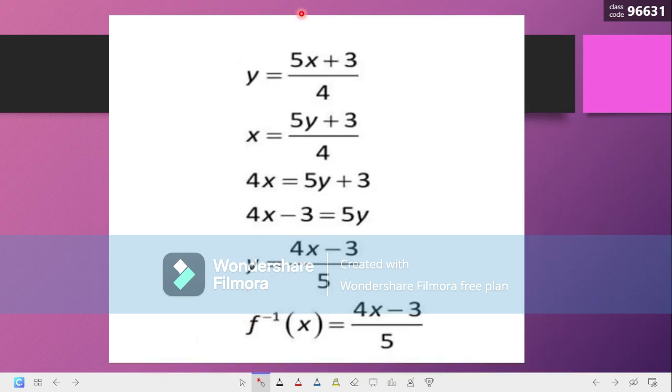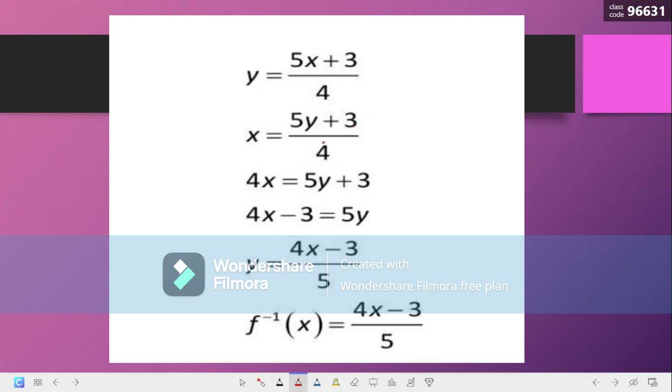Next would be this one. So you have your y is equal to 5x plus 3 over 4. After replacing f of x with y, we're going to switch the y and x variables. Meaning, the y becomes x, and the x becomes y. Then the next step will be solve for y, meaning our target is y must be written on the left side of the equation. So we have here x is equal to 5y plus 3 all over 4.